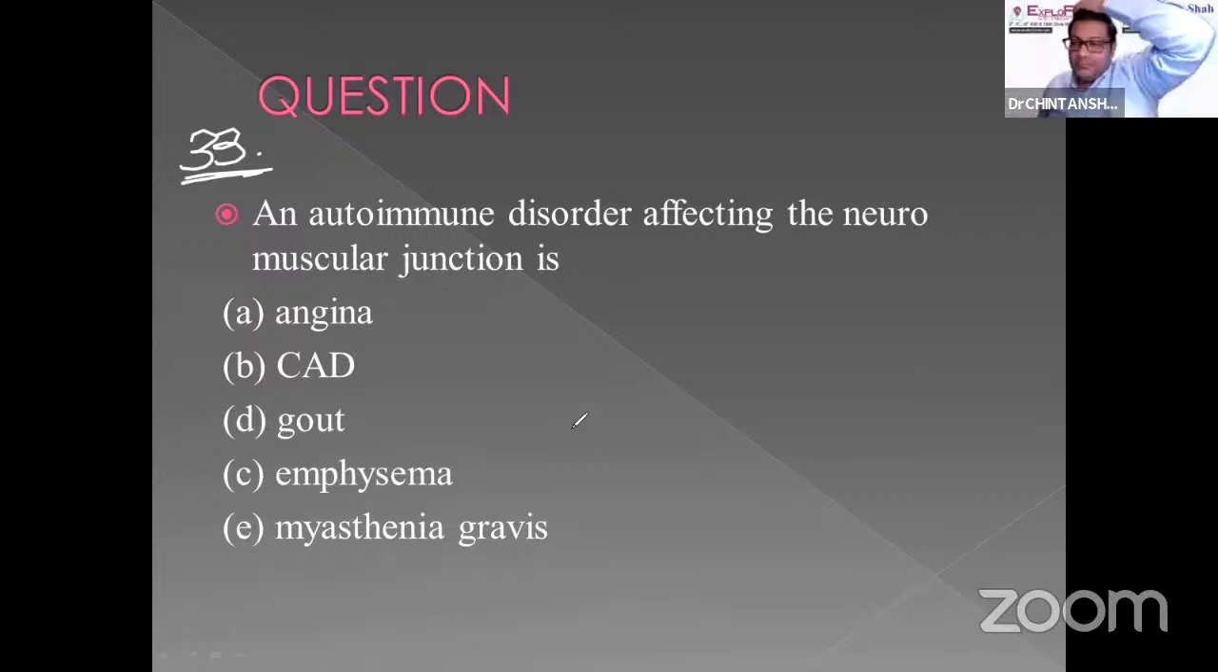Yes, Damya. We have just only 10 more questions. That's it. 33E. Yes, perfectly fine. 33E is the right answer. Myasthenia gravis. Perfectly fine. Let's go on.